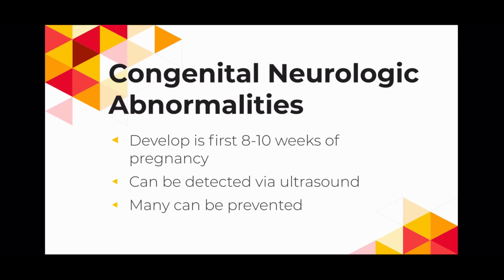Before we begin, it is important to know that these abnormalities develop in the first 8 to 10 weeks of gestation, or during development when the nervous system is being formed inside of the womb. That means that these abnormalities can be detected via ultrasound, and they can actually be prevented by supplementation of things like folic acid before conception and during early pregnancy. Now I need to warn you that there are some graphic images ahead, so just be wary of that.